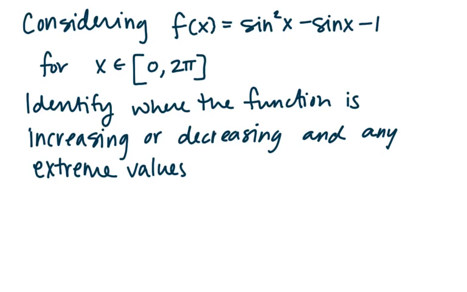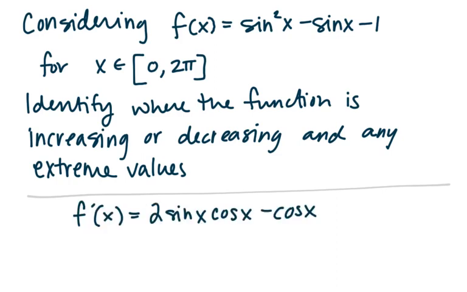So we want to identify any intervals where the function is increasing or decreasing and any extreme values. In order for us to do this, the first thing we do is we take the derivative and we set it equal to 0. Taking the derivative and setting it equal to 0 is going to give us our critical numbers. So you should pause the video, make sure you can take the derivative of this function and solve it equal to 0. I'm going to pause and work it out.